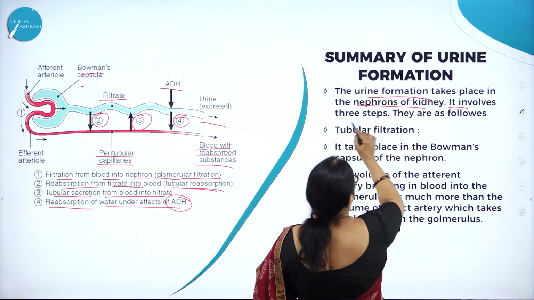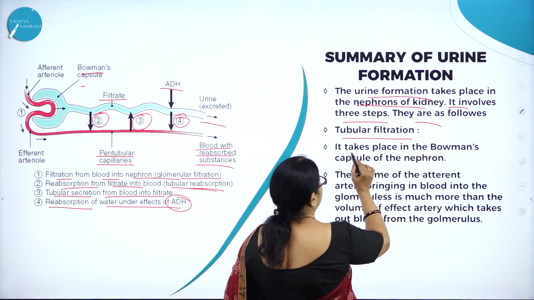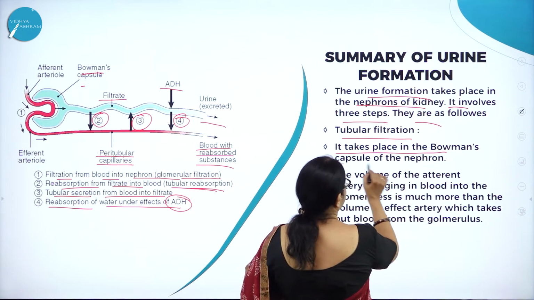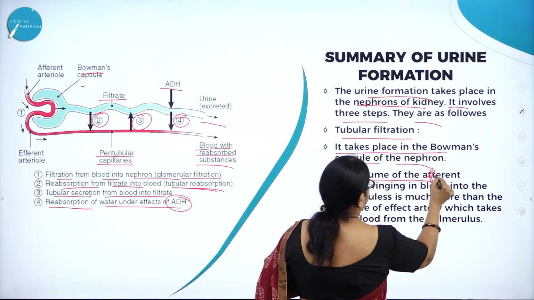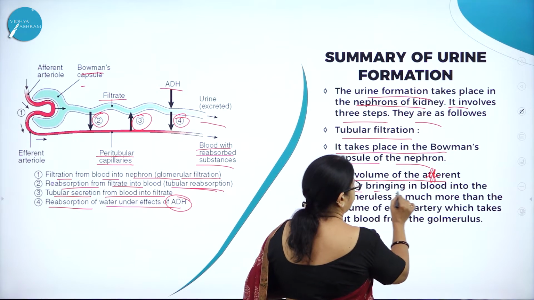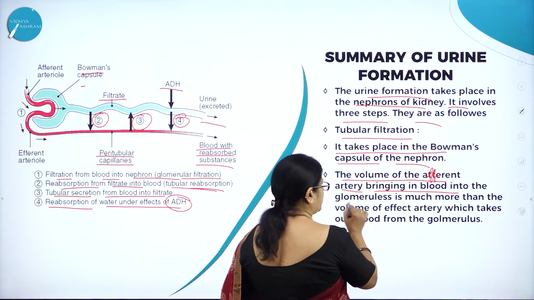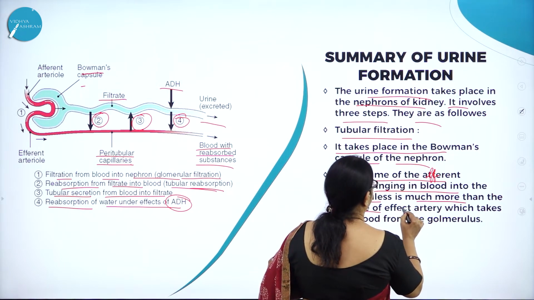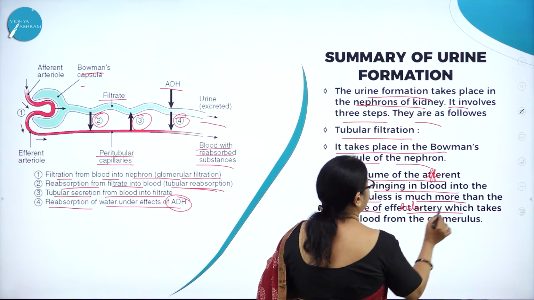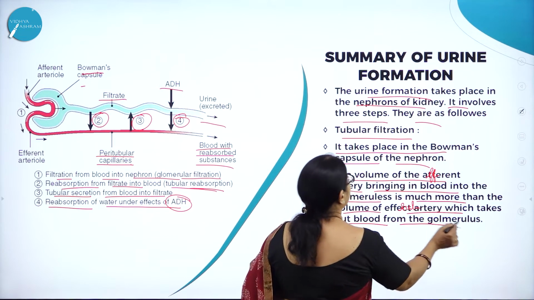It involves 3 steps. They are as follows. Tubular filtration, it takes place in the Bowman's capsule of the nephron. The volume of the afferent artery bringing blood into the glomerulus is much more than the volume of the efferent artery, which takes out blood from the glomerulus.